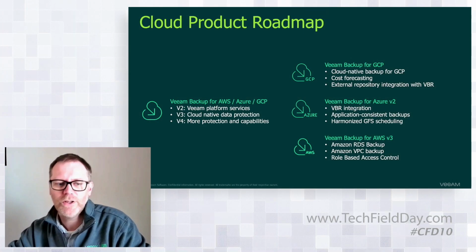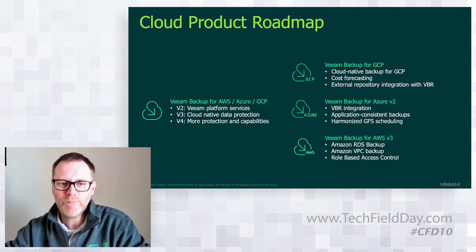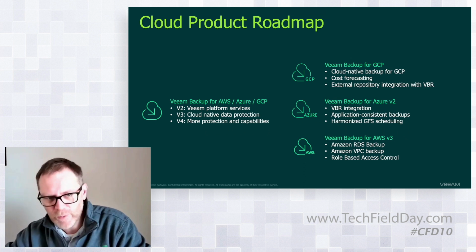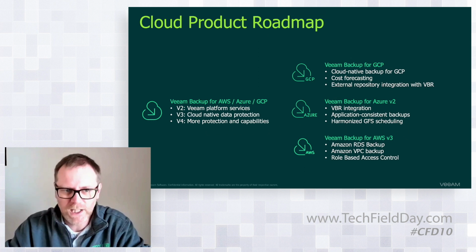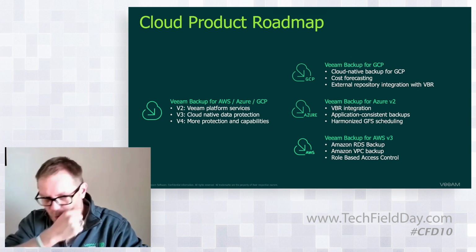What I want to talk about is where we're at today. And the question's being asked about capabilities around Azure, for example. What you see here on the right-hand side is the versions that we have available today, GA. Veeam Backup for Google Cloud Platform is version 1, Veeam Backup for Microsoft Azure is version 2, and Veeam Backup for AWS is version 3. And you can see the three key capabilities of those products.